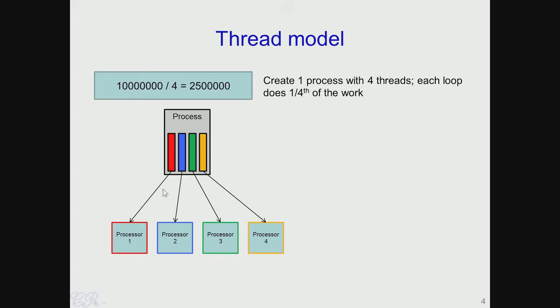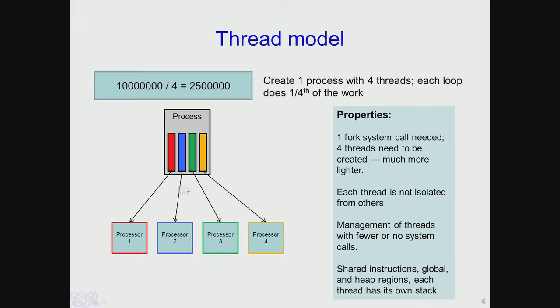So, the properties of this particular thread model of parallelization are as follows. Since we have created only one process over here, what we require is just one fork system call to create this process. Now, within this process, in order to create the 4 threads, we may use a library call such as pthread_create, which may or may not require system calls.